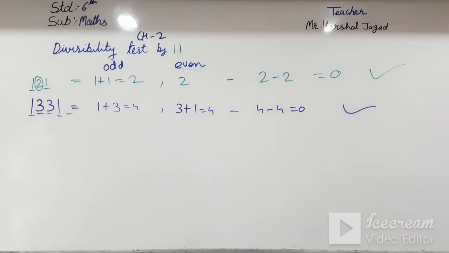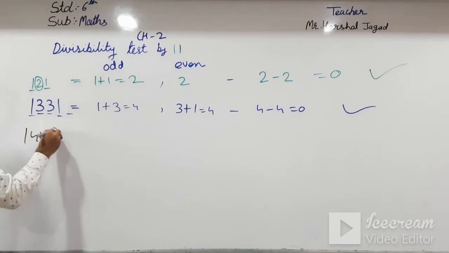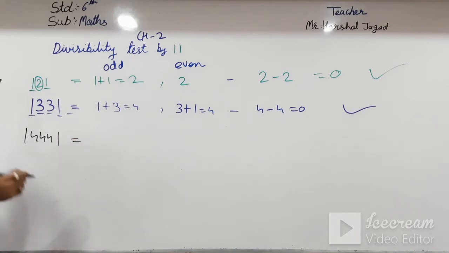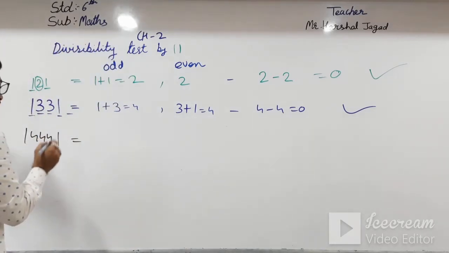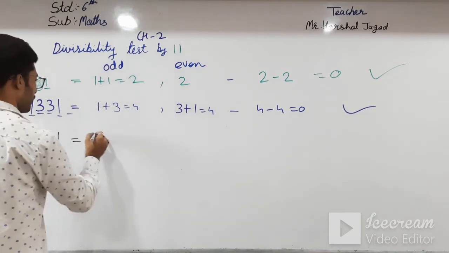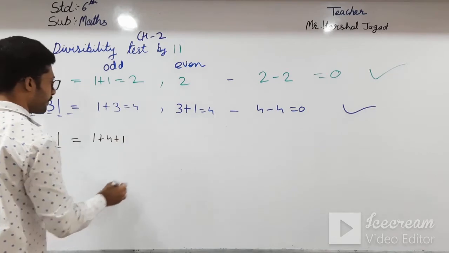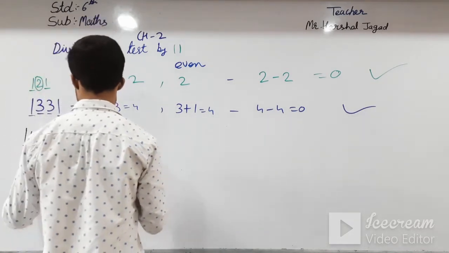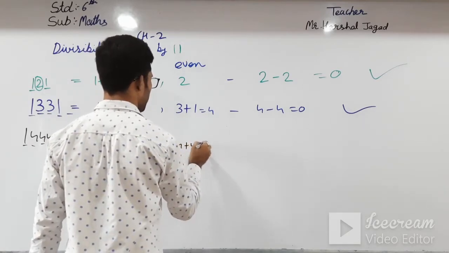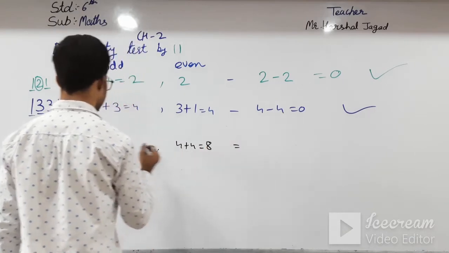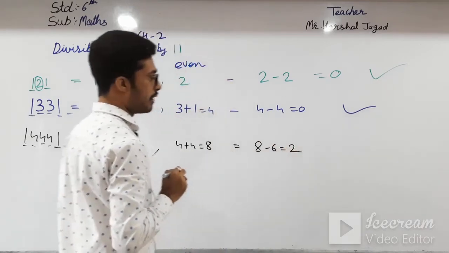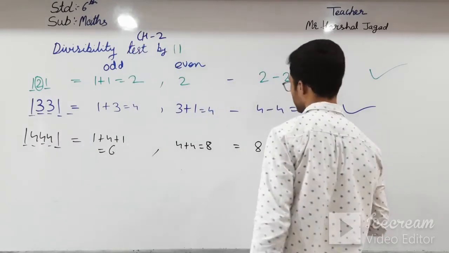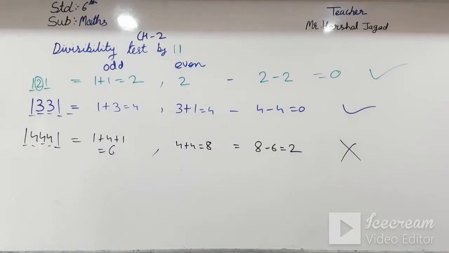Okay students, moving further, if we take another example, 14441, then what do we have to do? Sum of the odd places and sum of the even places, and then take the difference. Sum of the odd places is 1 plus 4 plus 1, that is 6, and sum of the even places is 4 plus 4, that is 8. So 8 minus 6 is 2. So this is not divisible by 11.